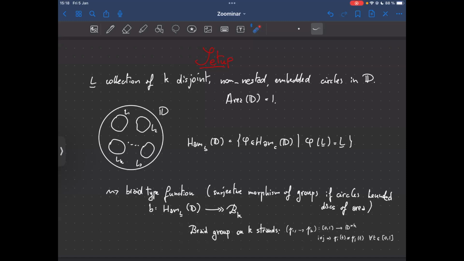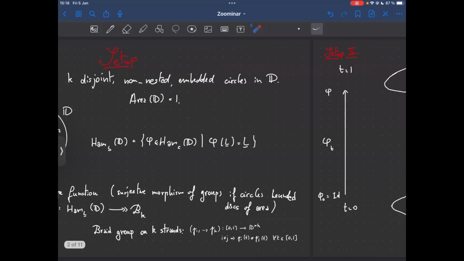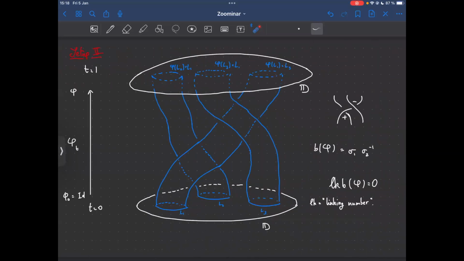So a note is that the elements of this subgroup do not need to send a circle to itself. It may permute them, and even less is it required to induce the identity on any circle. In fact, I have a picture right here. So this could be a good example. You see L1 is mapped straight to the third element of the Lagrangian configuration.